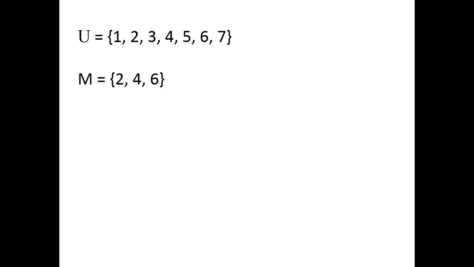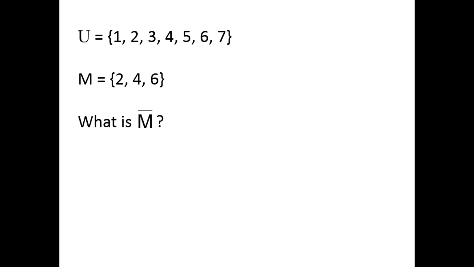Now remember we had that notion of universal set. A universal set is a set that contains all the elements that we're considering. So let's say that the universal set contains the elements 1, 2, 3, 4, 5, 6, and 7. We know there are lots of other numbers in the world, but these are the only ones we're considering right now. And let's say set M contains the elements 2, 4, and 6.